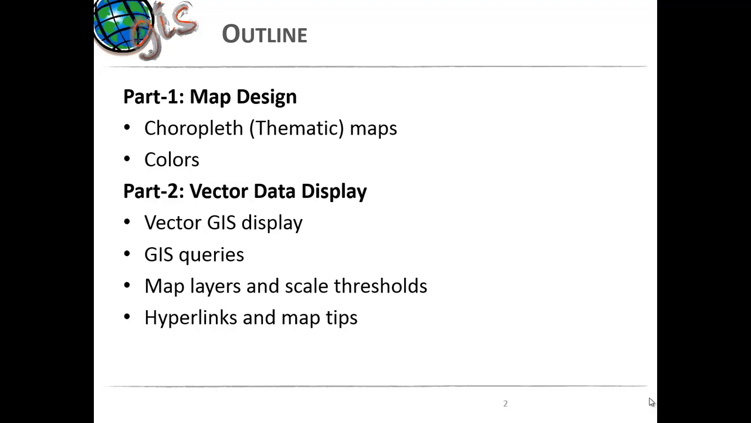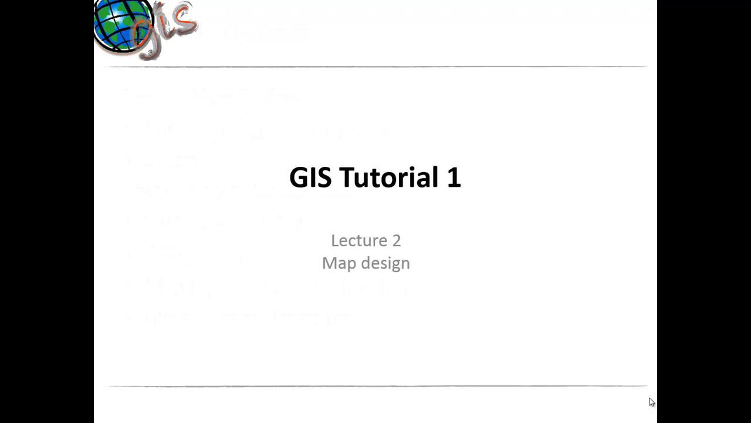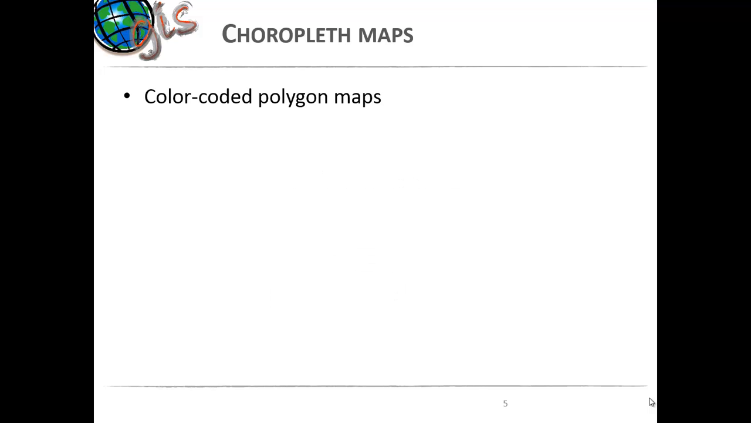As part 2 we'll talk about vector data display, which is essentially displaying points, lines and polygons as part of your GIS interface. Then we'll talk about how to use GIS queries, and we'll also talk about map layering and how to turn layers on and off based on scale thresholds, and then we'll talk about hyperlinks and map tips. So getting started, tutorial 1, map design.